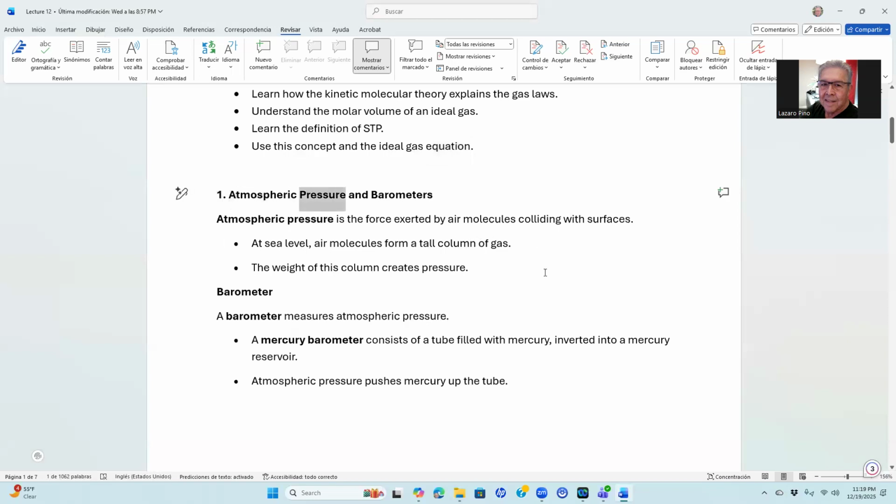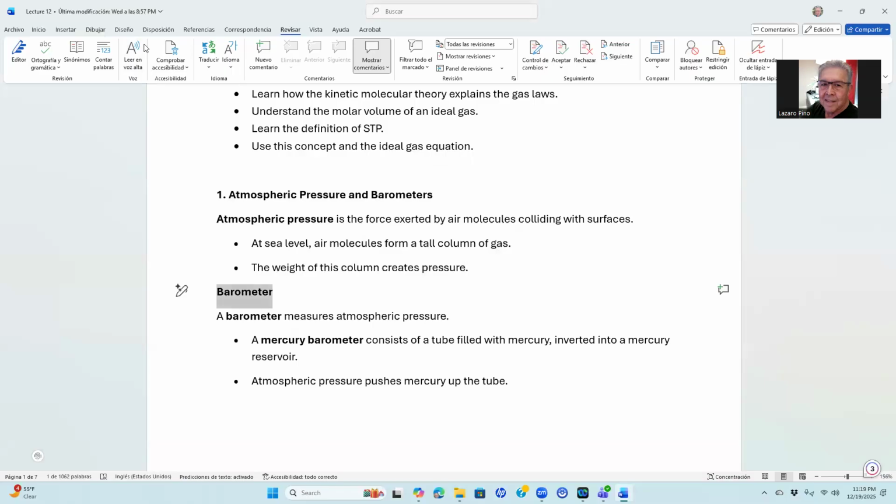1. Atmospheric pressure and barometers. Atmospheric pressure is the force exerted by air molecules colliding with surfaces. At sea level, air molecules form a tall column of gas. The weight of this column creates pressure.